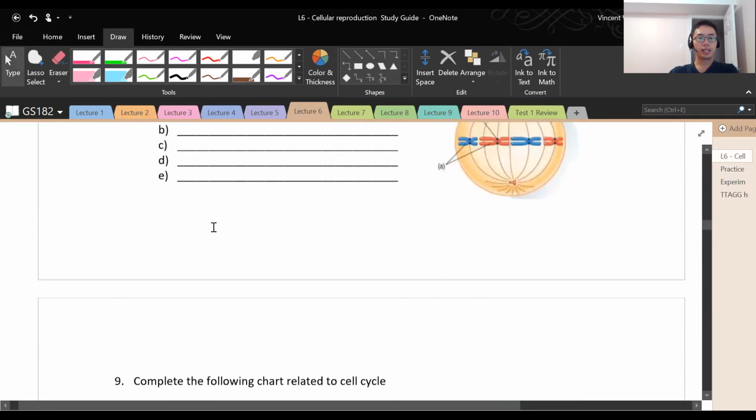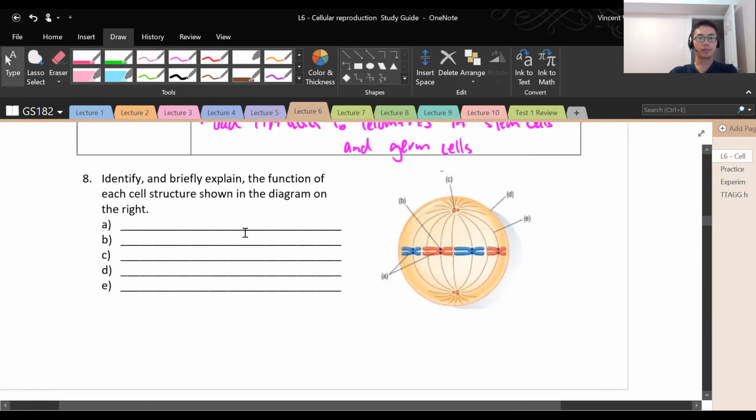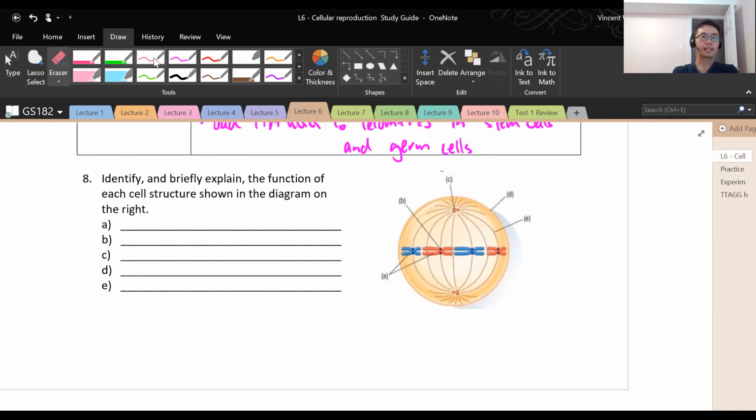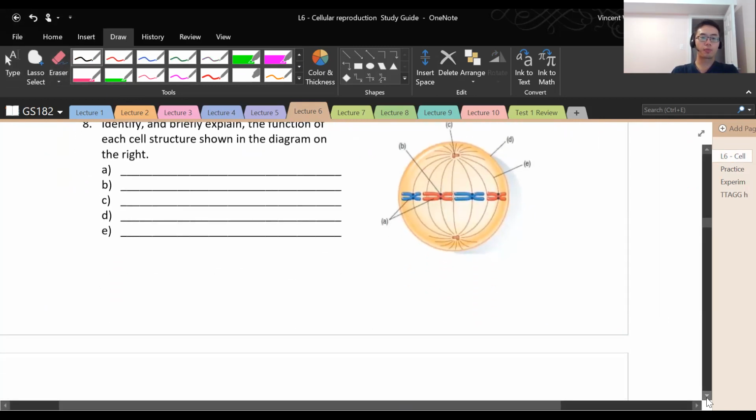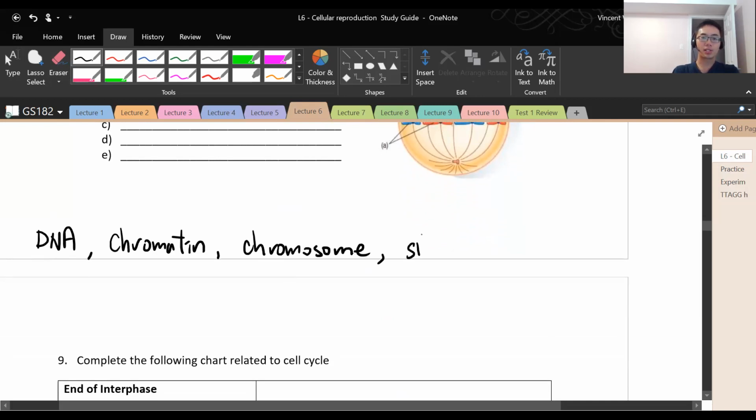All right, now the main event, mitosis. And let's look at this diagram. Actually, you know what? I want to clarify a few terms before we go on. First of all, there is DNA. There is chromatin. There is chromosome. And then there are also sister chromatids.